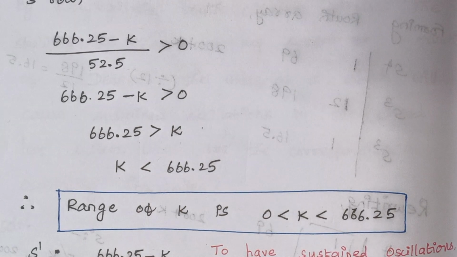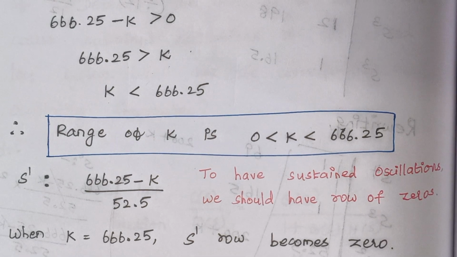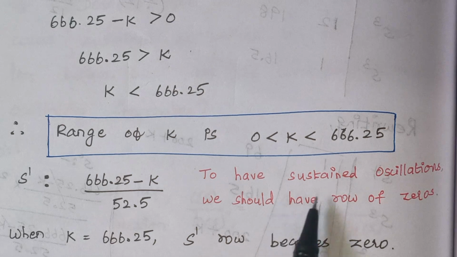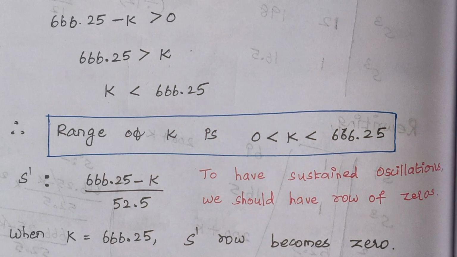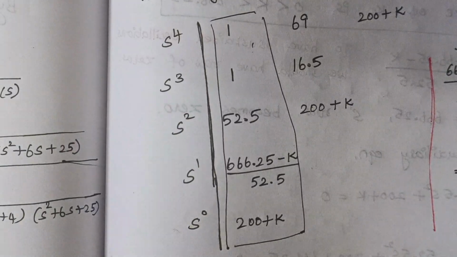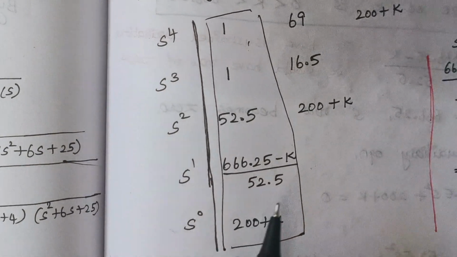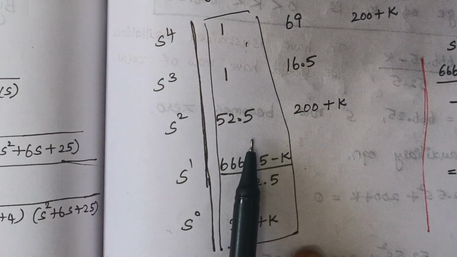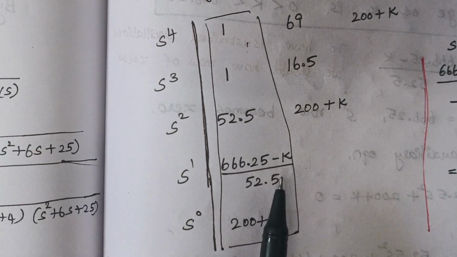Yes. Then the next step is they have asked us to find when the system will have sustained oscillations. That is, to have sustained oscillations, it is mandatory to have a row of zeros, right? Again, when you look at the Routh array, here we can make the row of zeros, because whenever you have a row of zeros, we move to the auxiliary equation, and from the auxiliary equation we will find the values of frequencies.